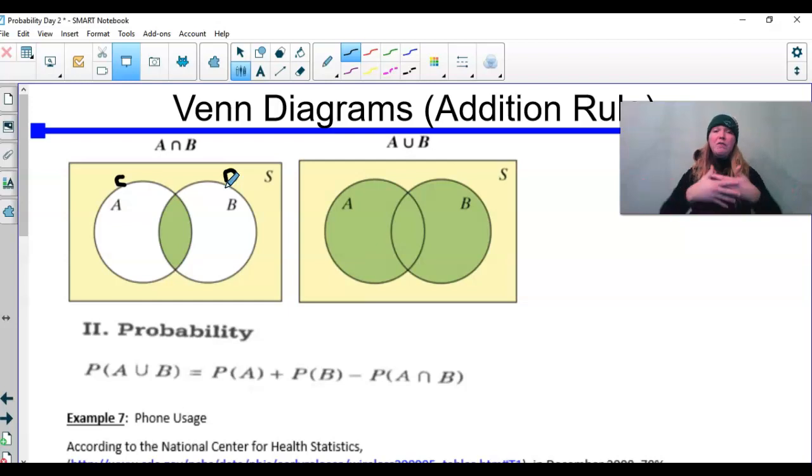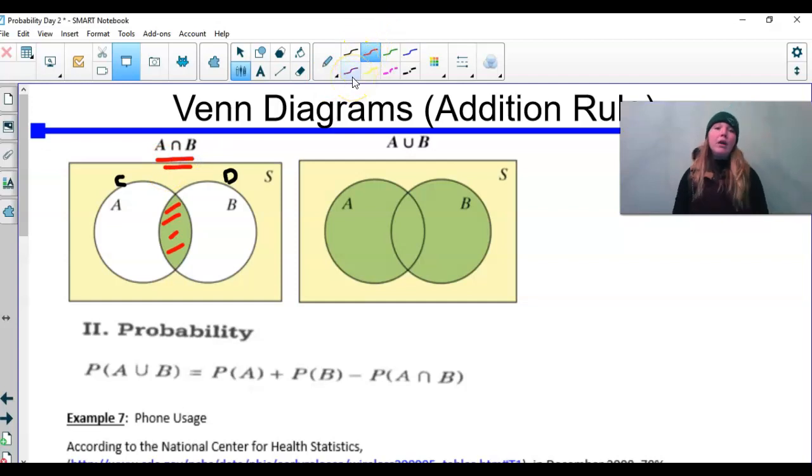Now if you could envision, if you guys are all in class together, I could say, hey, raise your hand if you own a cat or a dog. Think about it right now: would you be raising your hand? There are going to be a fair amount of you that own both. And that is the intersection right there.